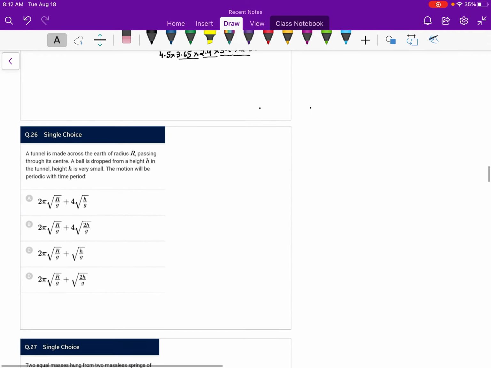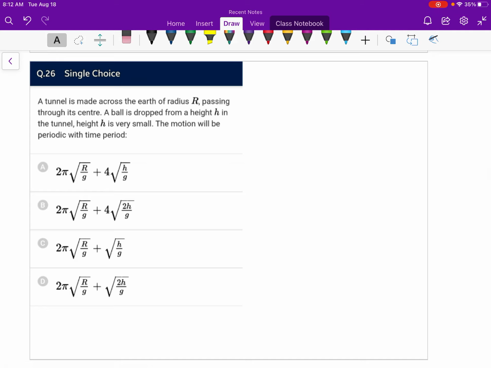So now let's take the next question. A tunnel is made across the earth of radius capital R, passing through its center. A ball is dropped from a height h in the tunnel, h is very small, so speed acquired will be very small. The motion will be periodic with time period.